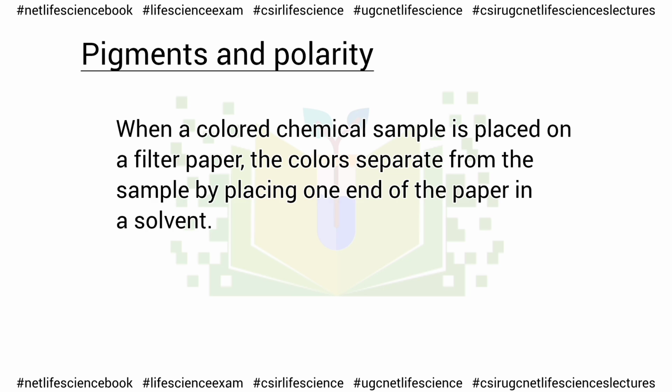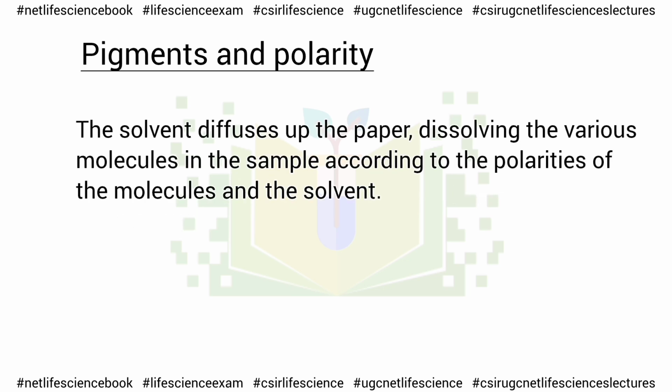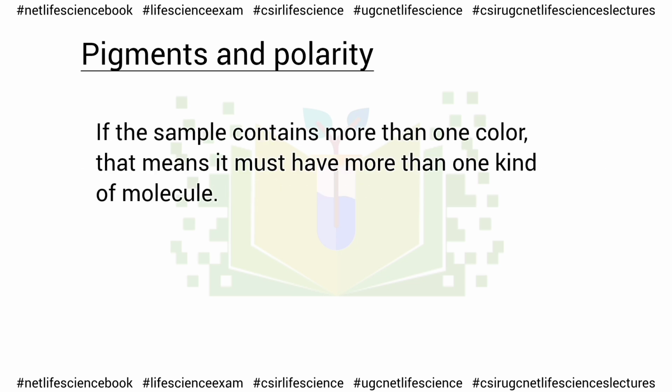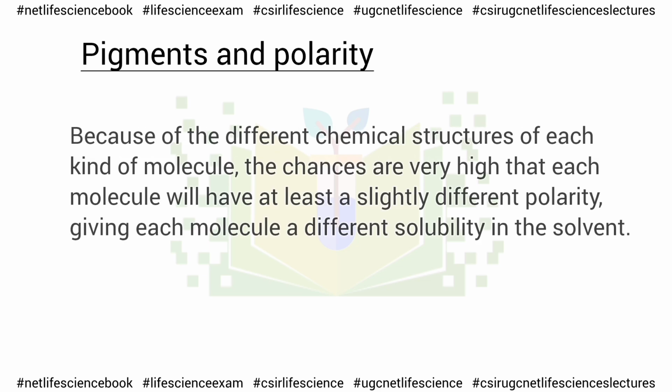When a colored chemical sample is placed on a filter paper, the colors separate from the sample by placing one end of the paper in a solvent. The solvent diffuses up the paper, dissolving the various molecules in the sample according to the polarities of the molecules and the solvent. If the sample contains more than one color, that means it must have more than one kind of molecule. Because of the different chemical structures of each kind of molecule, the chances are very high that each molecule will have at least a slightly different polarity, giving each molecule a different solubility in the solvent.